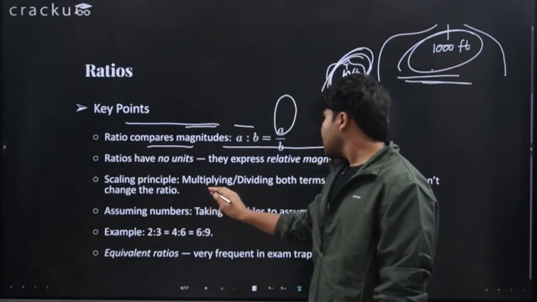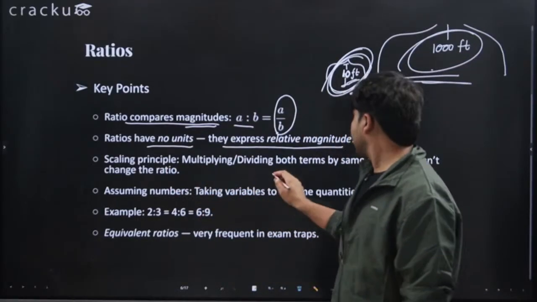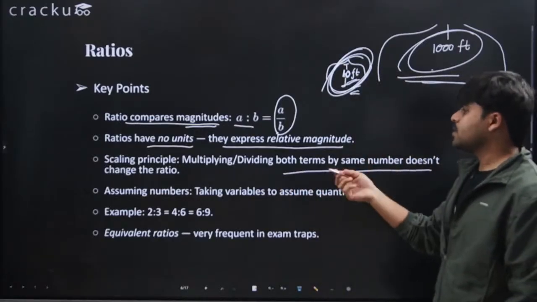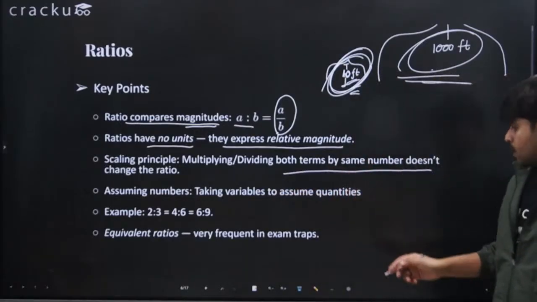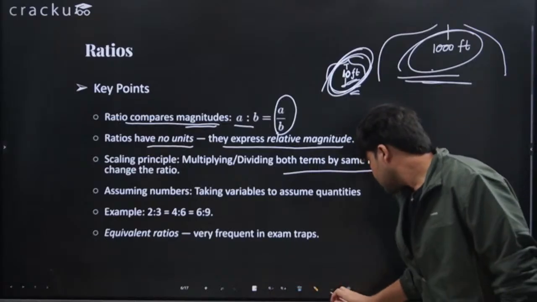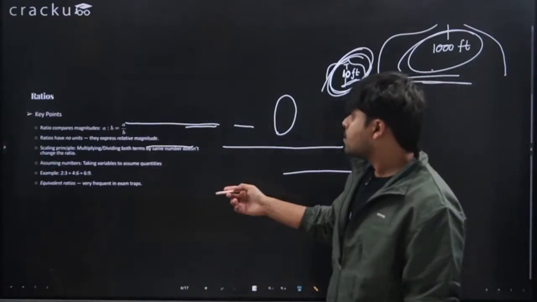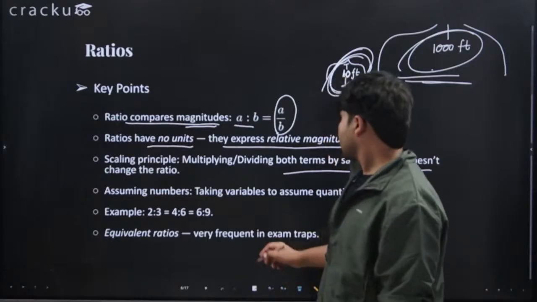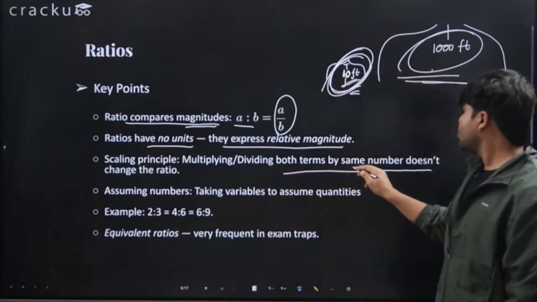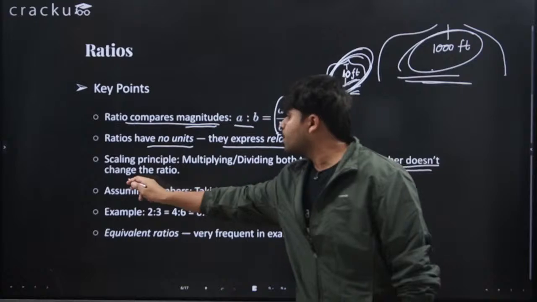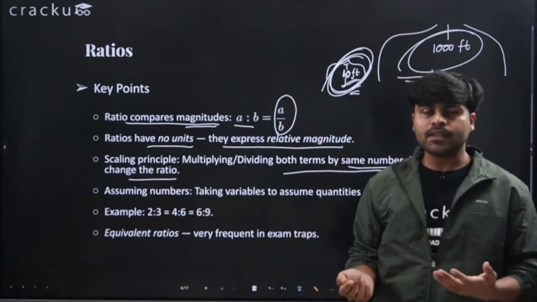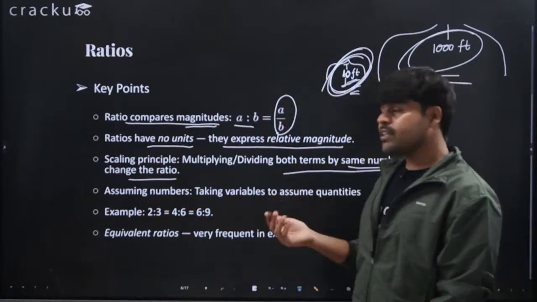Scaling principle: multiplying or dividing both terms by the same number doesn't change the ratio. So I hope it is visible. Multiplying or dividing both terms by the same number doesn't change the ratio. So if you multiply or divide by something, it doesn't change the ratio. What exactly does this mean?